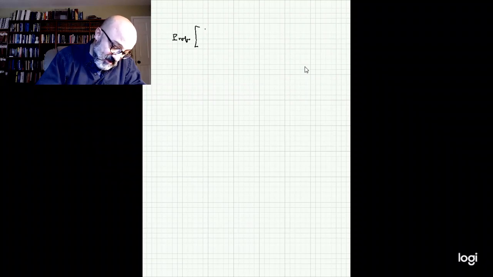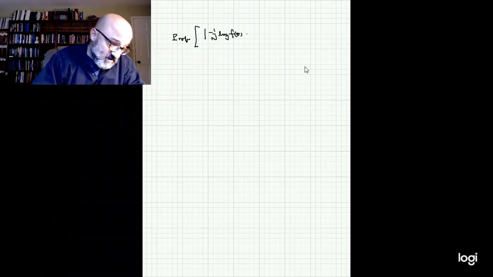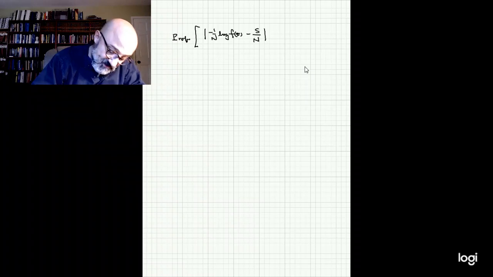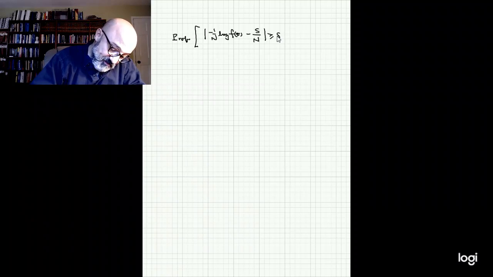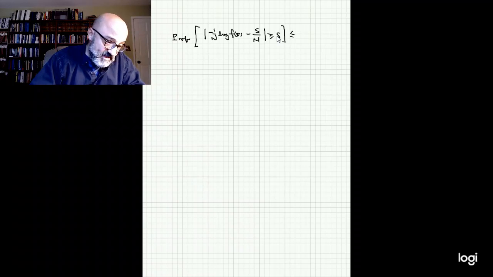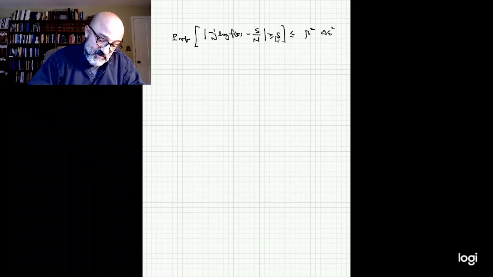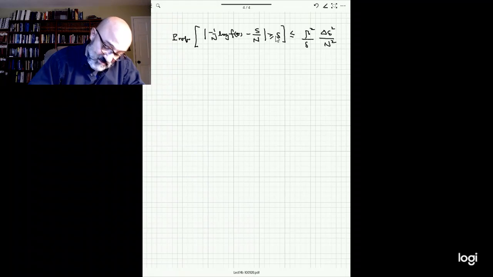And so the result is that the probability of minus 1 over n log f of z, this is x, minus the expected value of x, the probability that this quantity differs from the entropy divided by n by a quantity bigger than delta, is going to be less than the variance there, which was beta squared times the standard deviation squared, all divided by n squared, and then there was a delta squared.